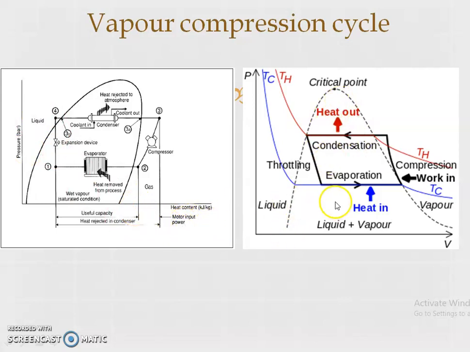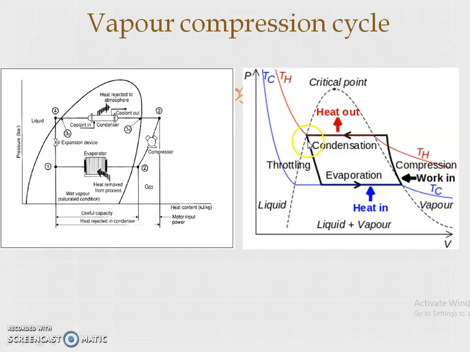From this process, we have to clearly know about the vapor compression cycle. From the evaporation section, heat goes in, and from the condensation section, heat goes out. Here we also have to know about the critical point, clearly marked by this line. This line is denoted for the hot temperature, and this line is denoted for the cold temperature.